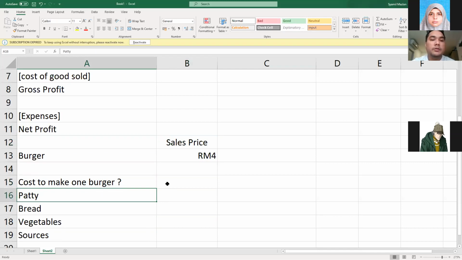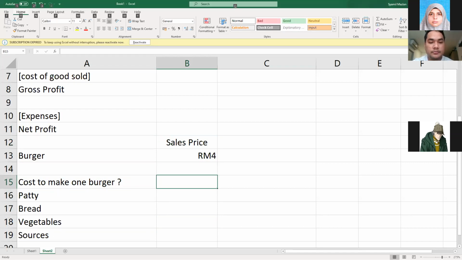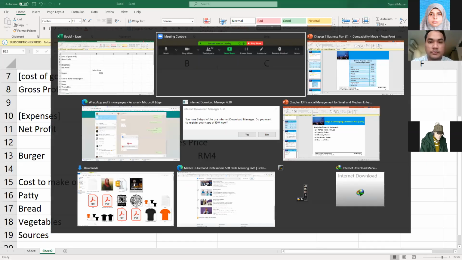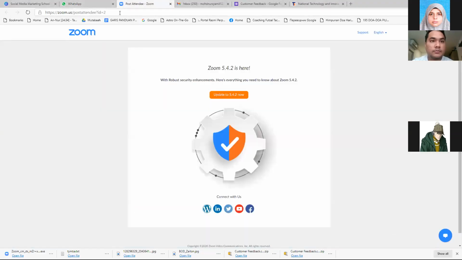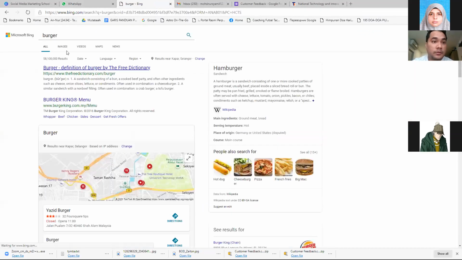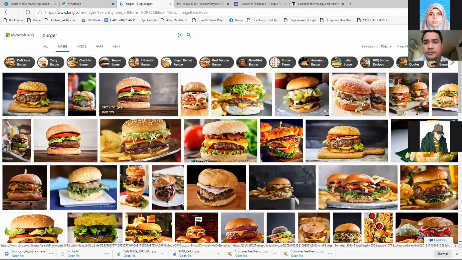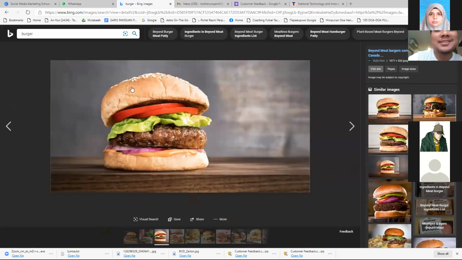Okay, let me show you. Do you see my image, right? Google image. Do you hungry? So this is a burger, for example. For example, the Burger King.